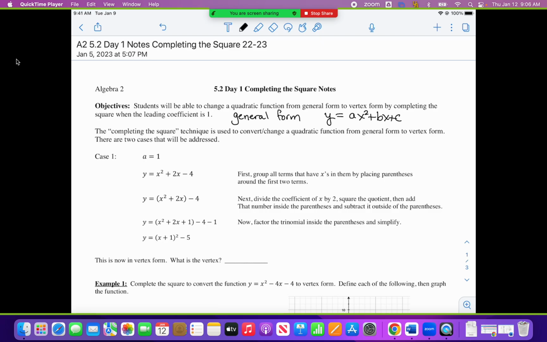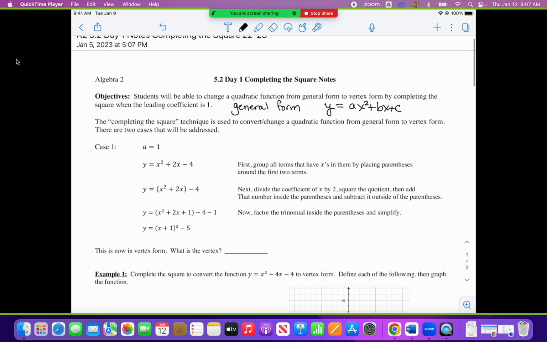All right, the completing the square technique is used to convert or change a quadratic function from general form to vertex form. There are two cases, and today we're going to do case 1 when a is 1, and tomorrow we're going to do when a isn't 1. So we're going to start with something simpler today.